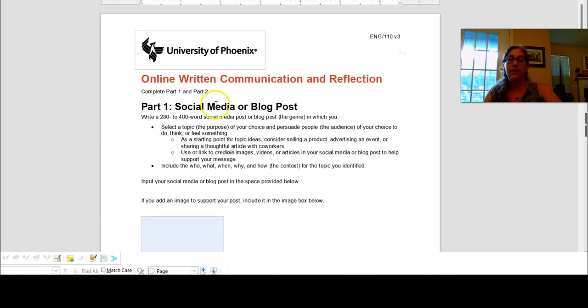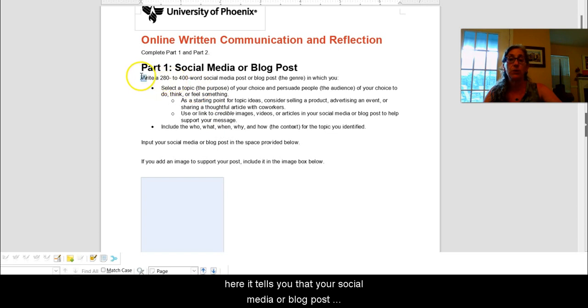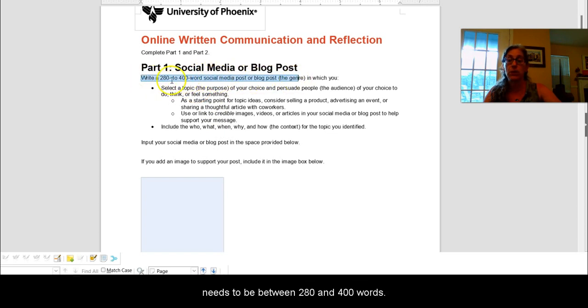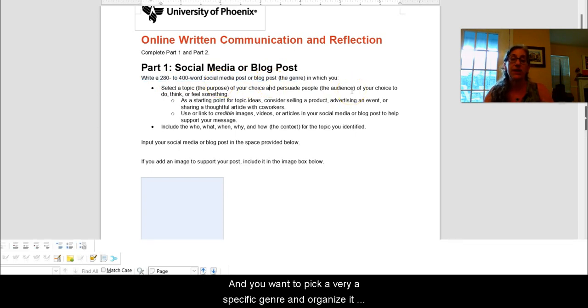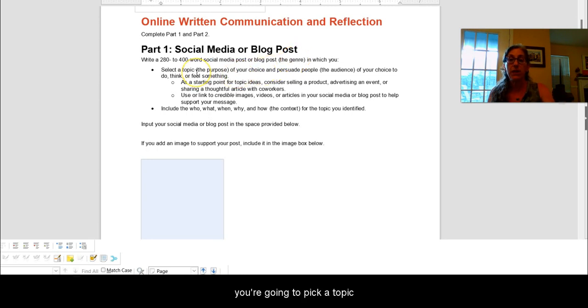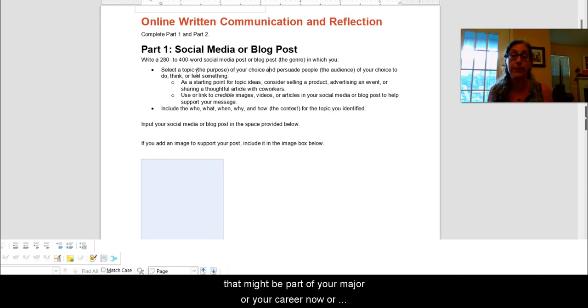So here it tells you that your social media or blog post needs to be between 280 and 400 words. And you want to pick a specific genre and organize it based on that genre, just like the examples that I just showed you. So you're going to pick a topic and a purpose, and you get to choose. And I would pick something that you're interested in, or that you're involved in, or you'd like to be involved in, or that might be part of your major or your career now, or what you would like to go into. And also, again, who is the audience?